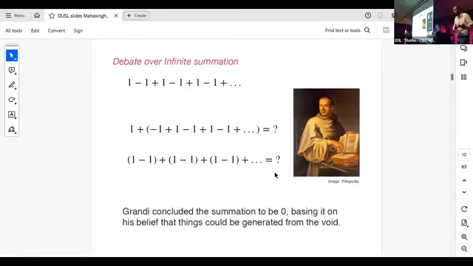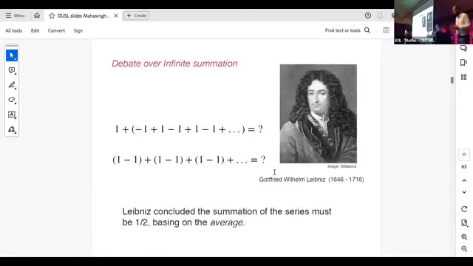adhering to his religious views, because something comes out of nothing. According to his religious views, he thought that from the void you can generate something non-zero from 0, right? So large things generate out of the void. Adhering to his religious beliefs, Grandi said it has to be 0, because 0 gives rise to something non-zero. And now actually there was the great mathematician called Leibniz.